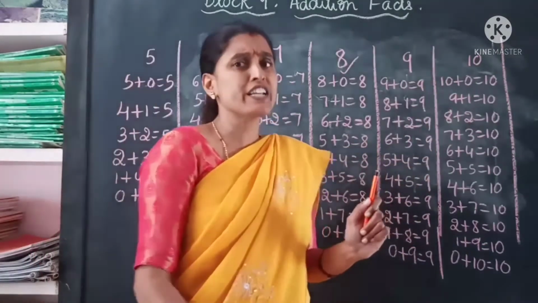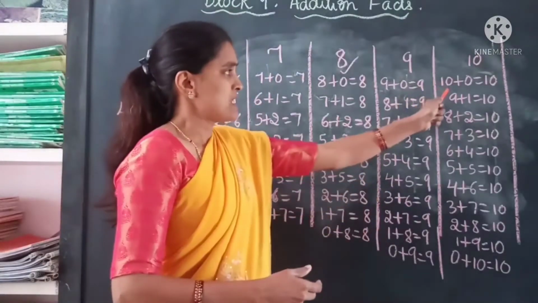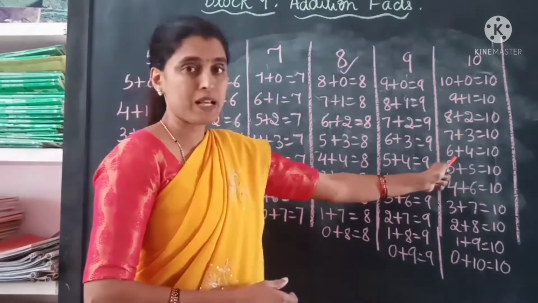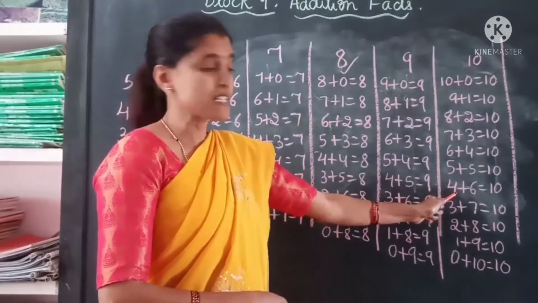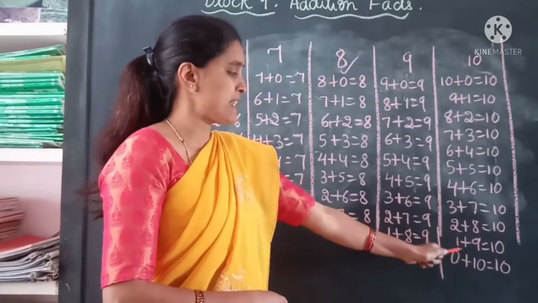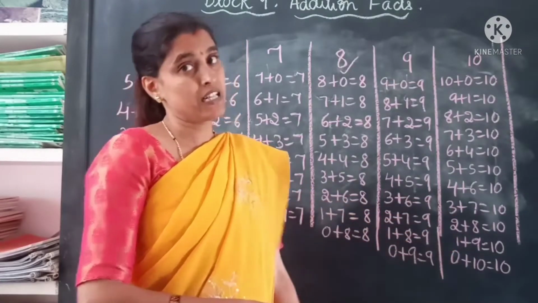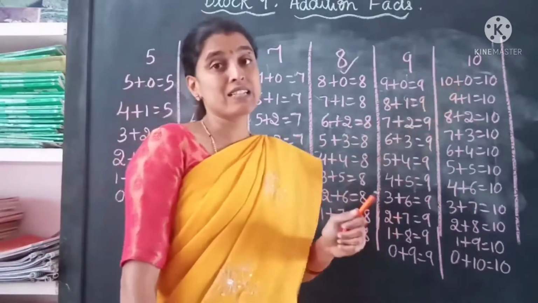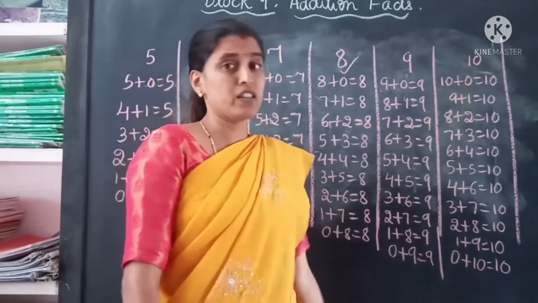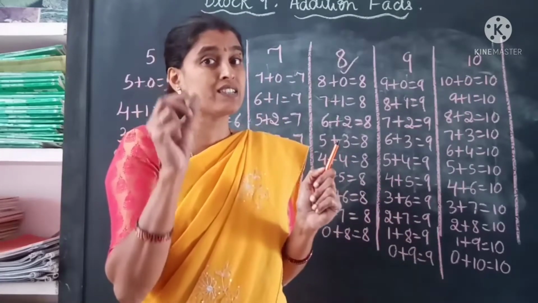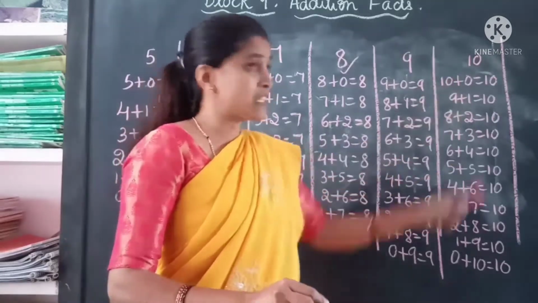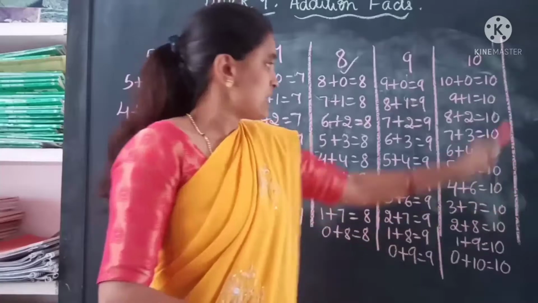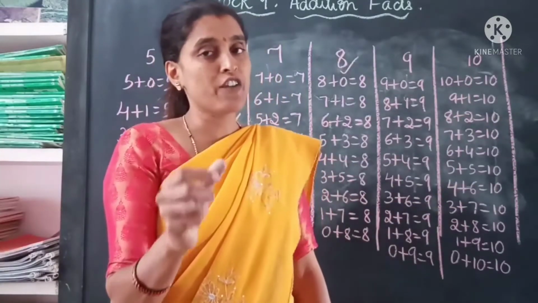Now let us see what are the addition facts of 10. See, 10 plus 0, 9 plus 1, 8 plus 2, 7 plus 3, 6 plus 4, 5 plus 5, 4 plus 6, 3 plus 7, 2 plus 8, 1 plus 9 and 0 plus 10. So if we keep on adding these pairs of numbers, we will get the answer 10. So in these addition sentences also, we are getting the same answer, that is 10. All these addition sentences are adding up to the same number, that is 10. So these are nothing but the addition facts of 10.